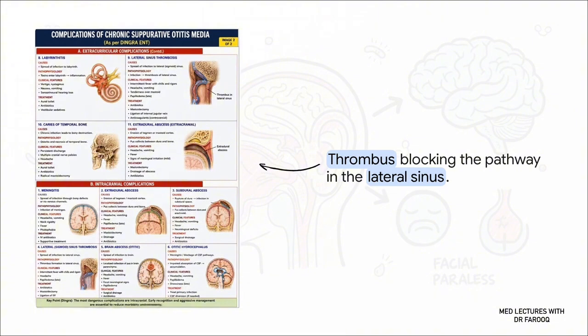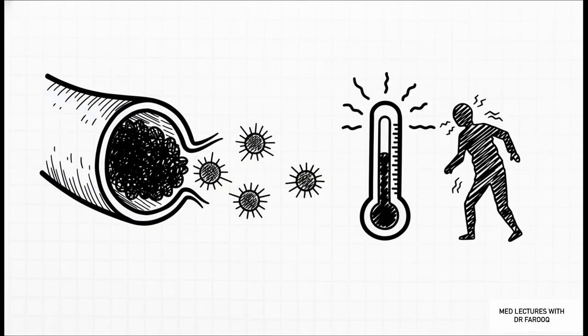Now, what's really interesting about this next sketch is seeing exactly where a thrombus, or blood clot, actually sits right there in the lateral sinus pathway. This is lateral sinus thrombosis. The cause, again, is infection spread. The pathophysiology is straightforward. The infection directly leads to thrombosis. A blood clot forms, and clinically, this triggers an intermittent fever, severe chills, a pounding headache, and papilledema.